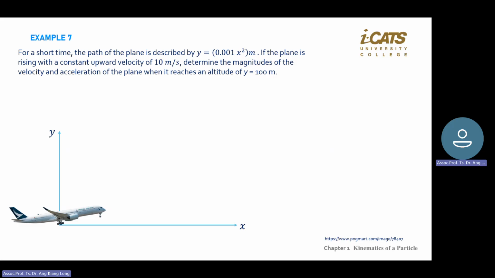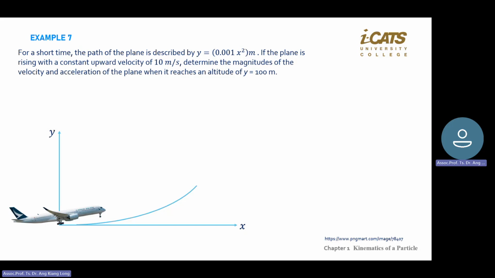Okay. The next one is an aircraft takeoff, described by y equal to 0.01 x squared, which is a quadratic equation. So this plane is rising with a constant upward velocity. This is upward, which means your upward velocity is given. Your v is given. Determine the magnitude of the velocity and acceleration of the plane when it reaches an altitude of y equal to 100 meters.